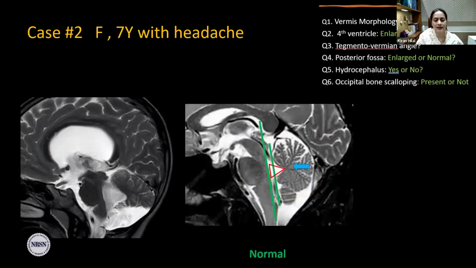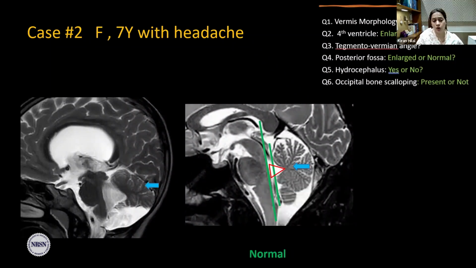Look at the vermis. If it is your normal vermis, look at this. Is the vermis hypoplastic or not? Definitely the vermis is formed, but it is slightly pushed upward, or a mass effect over the inferior part of the vermis is seen. My second question: how is the fourth ventricle? If this is the normal fourth ventricle, the fastigium is definitely showing the obtuse angle.